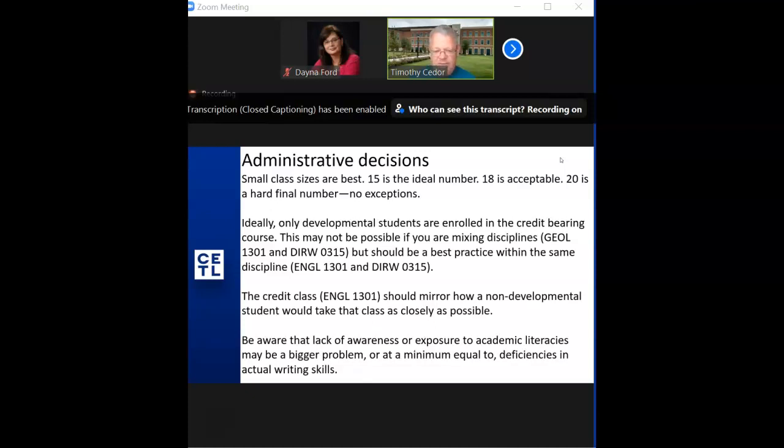Another thing I've noticed, and this kind of goes back to the immigrant issue that we were talking about, but it's not necessarily something that exists just with immigrant students, is this last bullet point you see on your screen: be aware that a lack of awareness or exposure to academic literacies may be a bigger problem, or at a minimum equal to deficiencies in actual writing skills.